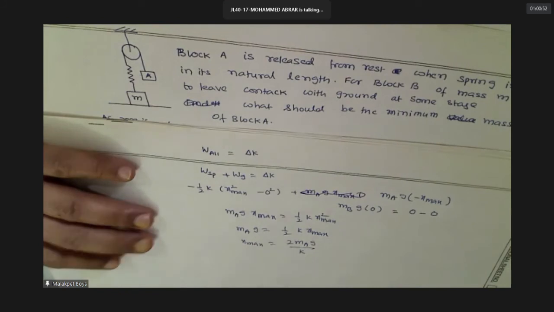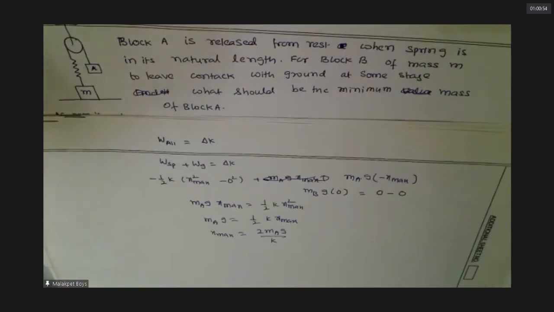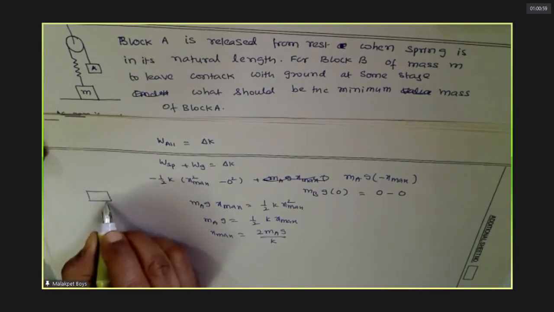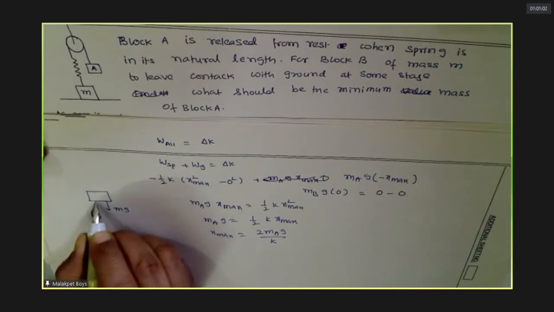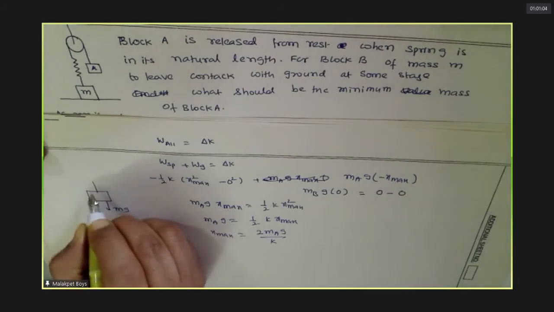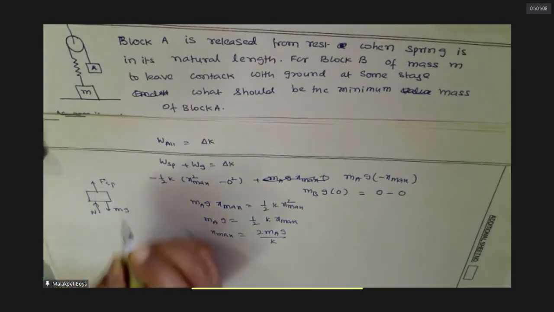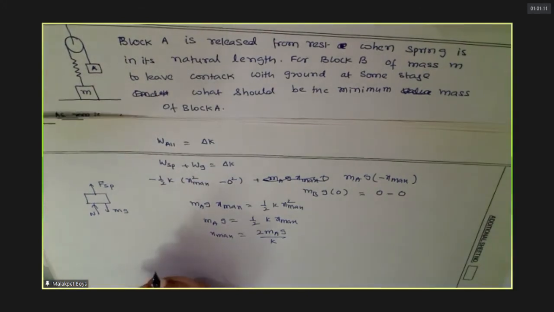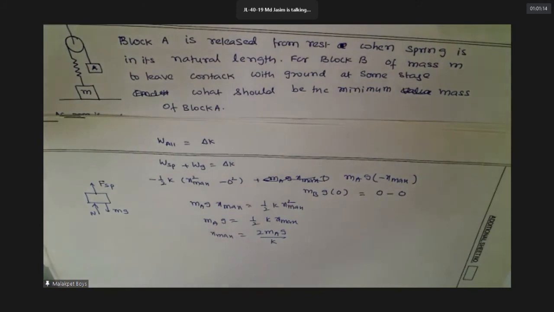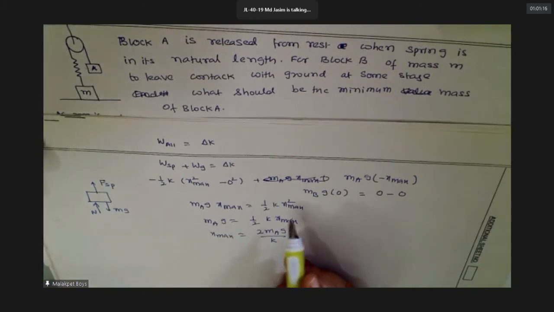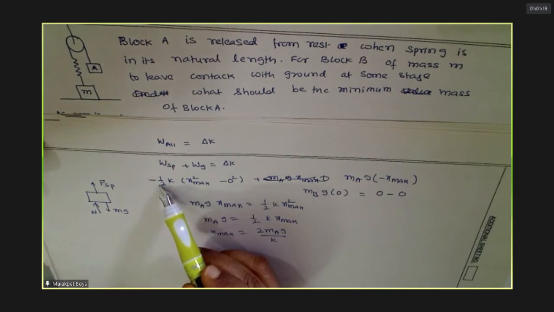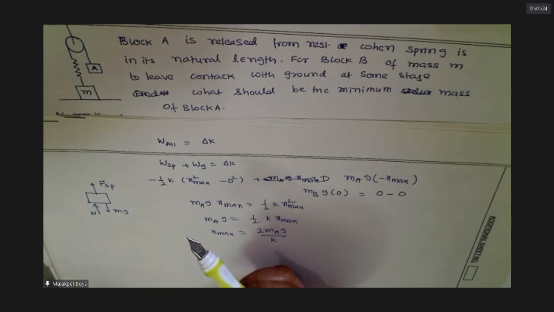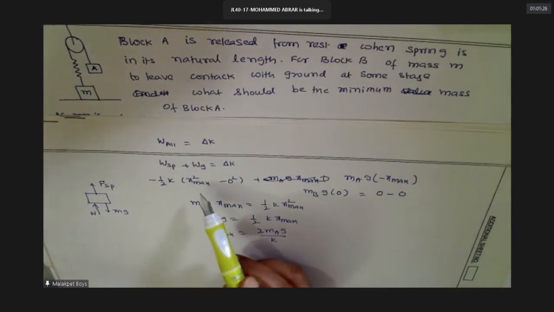Minus 1 by 2 k x max, no, sir. Now you can see that for B, the normal reaction, this is the spring force, no? MAG into X max means minus K X max square, no, sir. This is minus, yes? There is a minus and minus x max also is there, on the other side. If you send one to the right side, another will be negative.